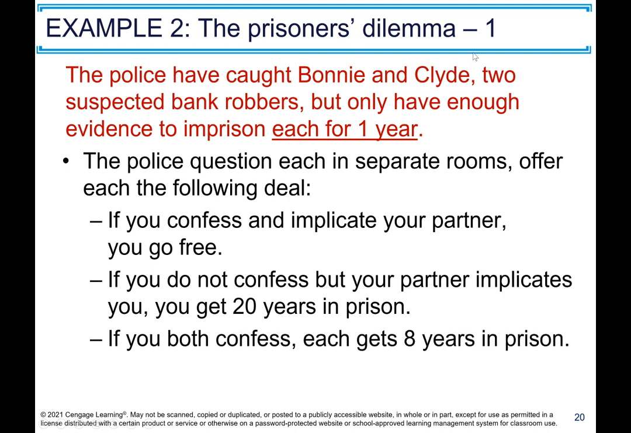Example 2, the prisoner's dilemma. The police have caught Bonnie and Clyde, two suspected bank robbers, but only have enough evidence to imprison each for 1 year. The police question each in separate rooms and offer each the following deal. If you confess and implicate your partner, you go free. If you do not confess, but your partner implicates you, you get 20 years in prison. If you both confess, each gets 8 years in prison.